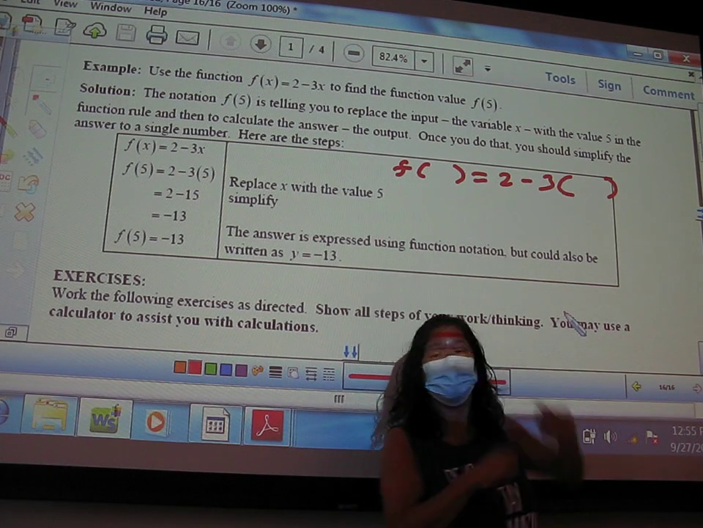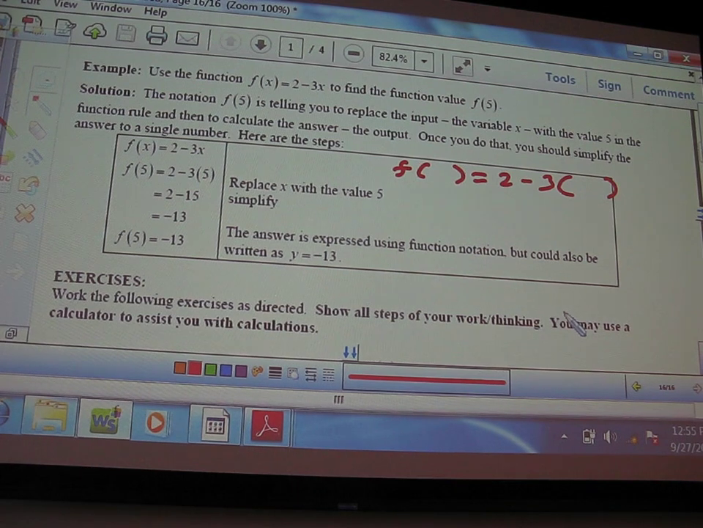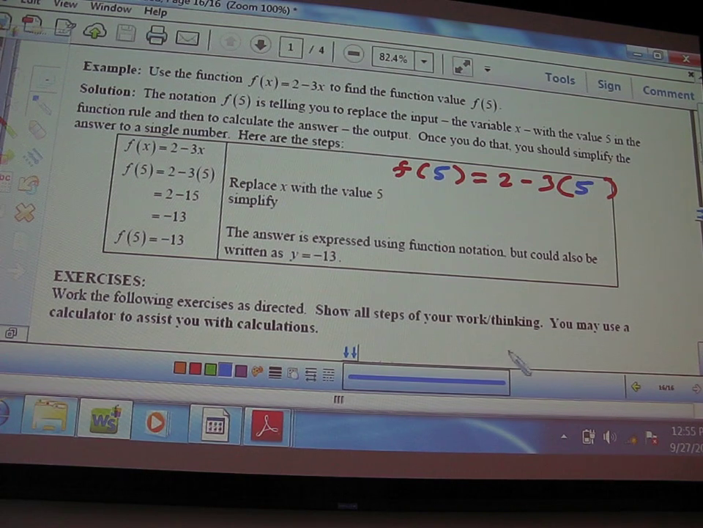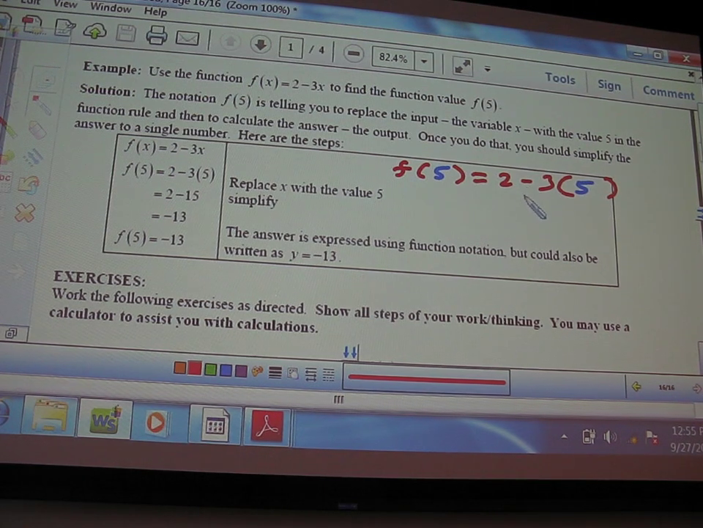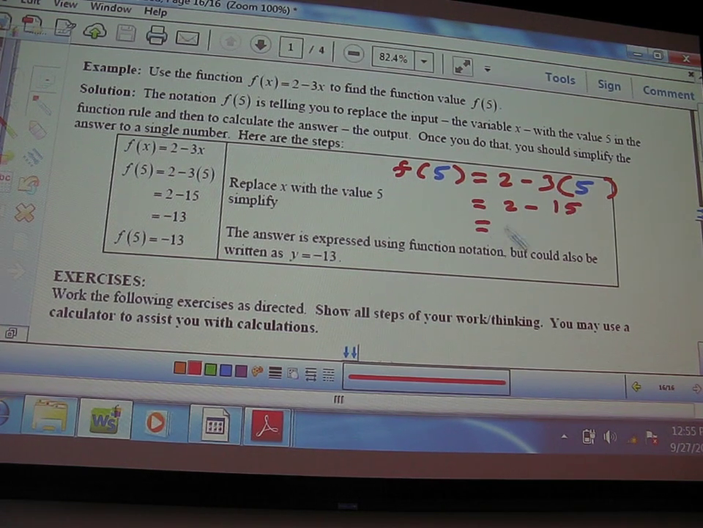Then I throw stuff in there. What am I going to throw in there? This time, I'm going to throw in 5. Everywhere there's a parentheses, I'm going to put in 5. And then I compute it. 2 minus 3 times 5. What happens first, multiplication or addition, subtraction? Multiplication, so it becomes 2 minus 15. If I have $2 and I owe $15, is my net worth positive or negative? Negative. I have $2, I owe 15, my net worth is negative $13.